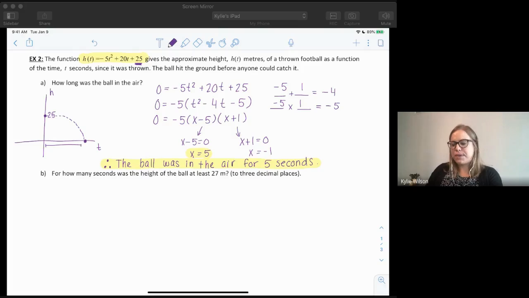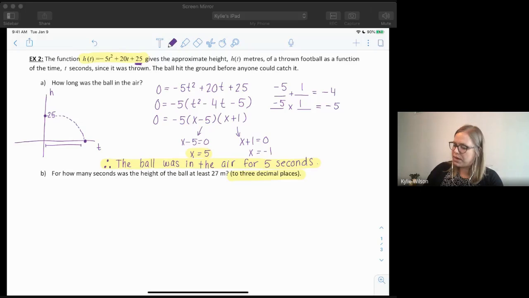Okay, so for B, we're asked, for how many seconds was the height of the ball at least 27 meters? The one thing we want to take note of here is that it says to 3 decimal places. When it's saying to 3 decimal places, they're telling us that this is not going to factor nicely. We are not going to have whole numbers, so we're probably going to have to use the quadratic formula. That word there is a nice clue to tell you that it's not going to factor, so no need to sit there trying to figure out how to factor it.